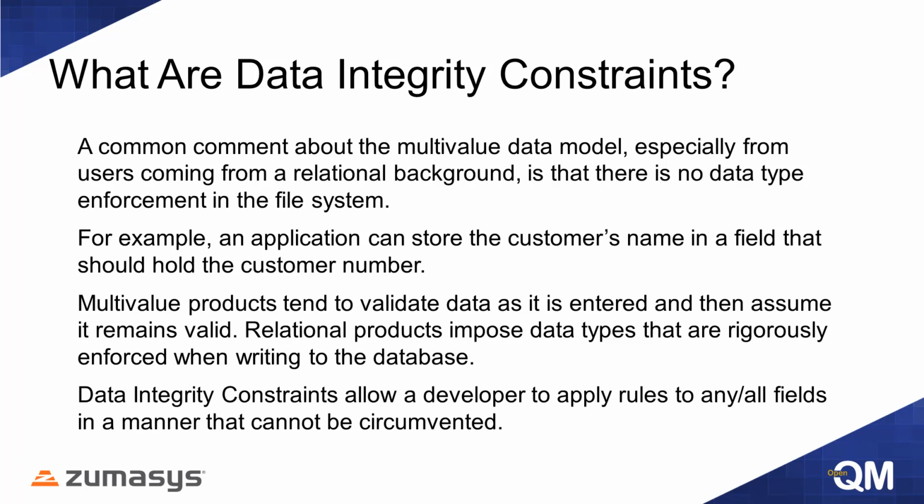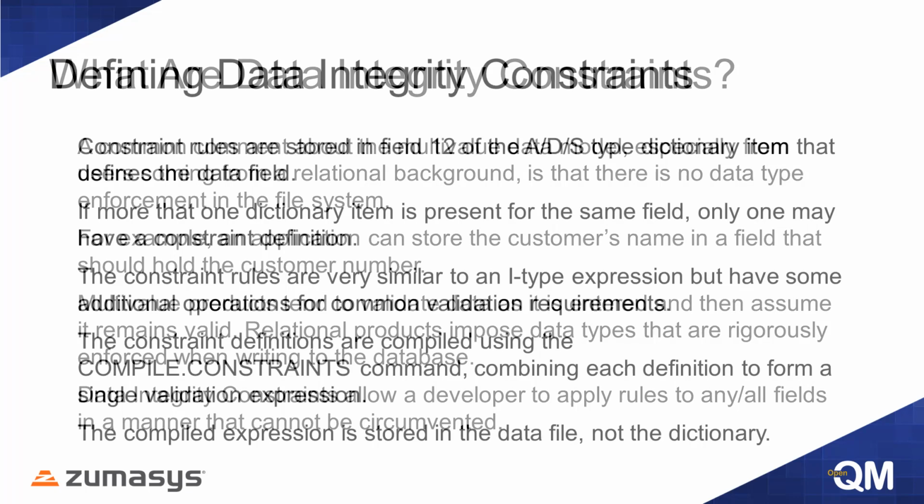Multi-value products tend to validate data as a user types it into his screen or as it is read from other sources, and then assume that it remains valid. Relational products, on the other hand, tend to impose data types that are rigorously enforced when writing to the database. The data constraints development within QM allows a developer to apply rules to any or all fields, and it's done in a manner that cannot be circumvented. What do we do here?